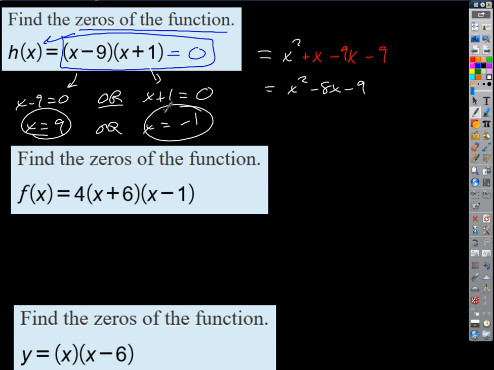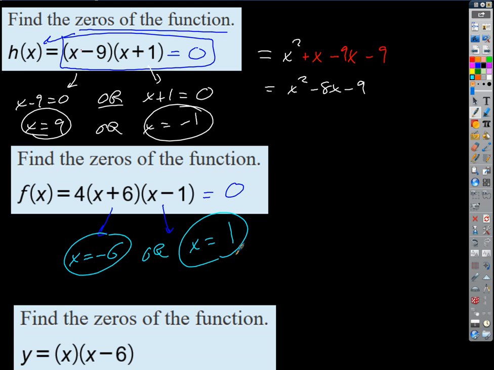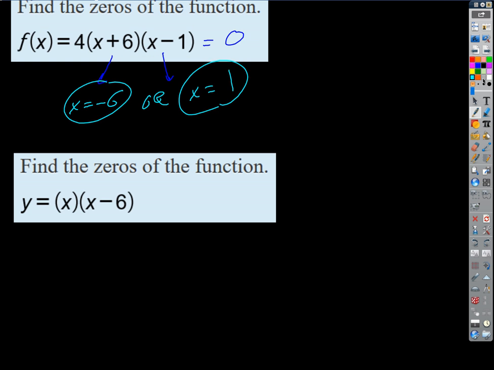Okay? What about down here? If I set this one equal to 0, I'm finding the zeros of this one. Well, 4 can never equal 0. 4 is 4. But what's going to be the value of x that's going to make this factor 0? Negative 6. We can do that in our head. If that equals 0, I'm just going to subtract the 6 to the other side, and I get x equals negative 6. Or what about this one? x equals 1. Those are the solutions, right? You get the idea? How about this one down here?